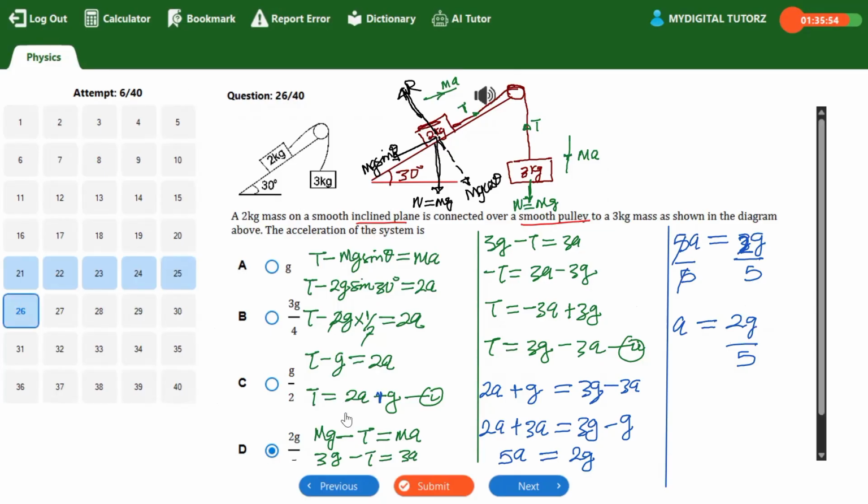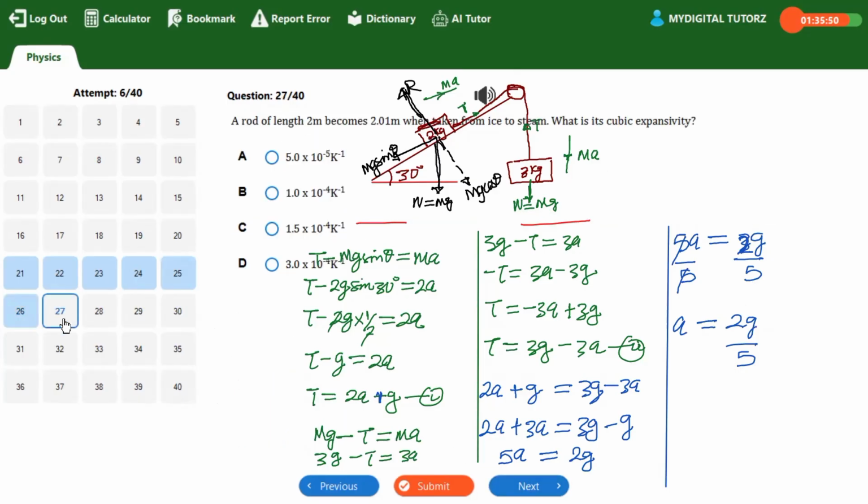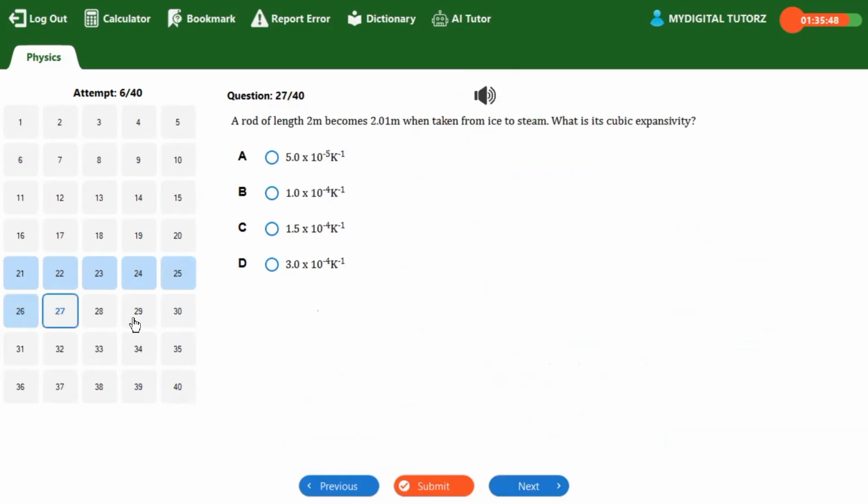That's about question 26. So question 27 says a rod of length 2 meter becomes 2.01 meter when taken from ice to steam. What is its cubic expansivity? So this is also simple. This is another linear expansivity, but all the parameters given to us are for linear expansivity calculation.